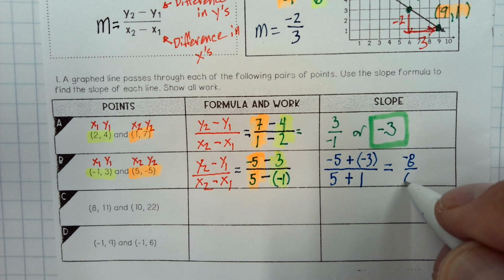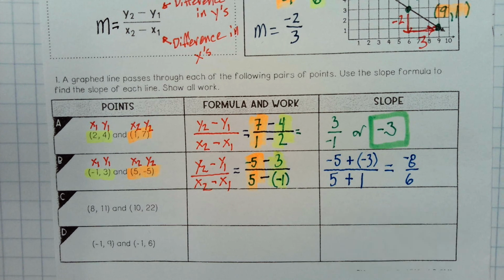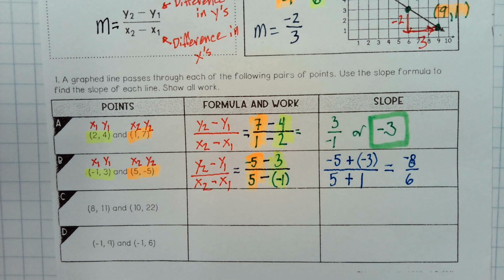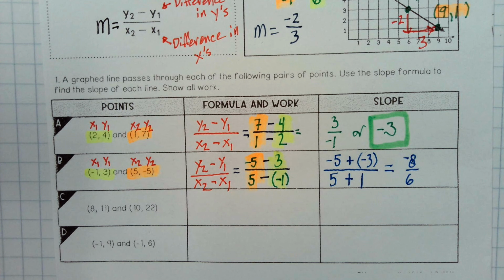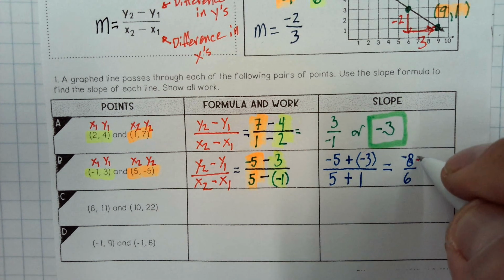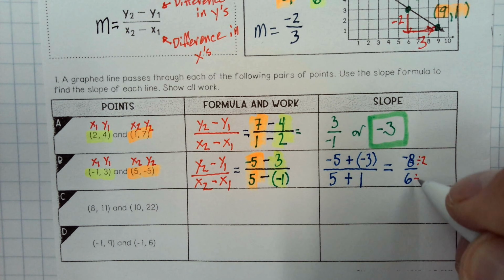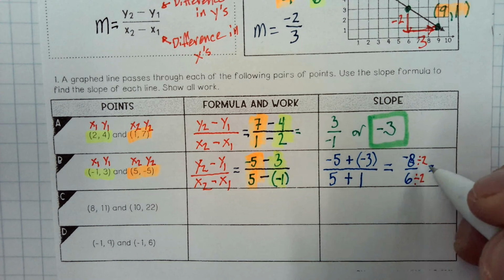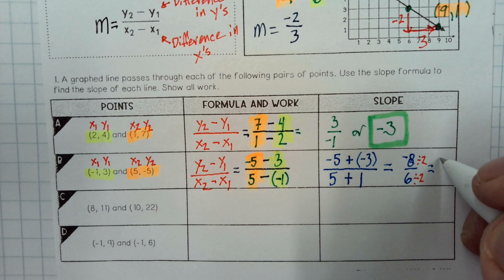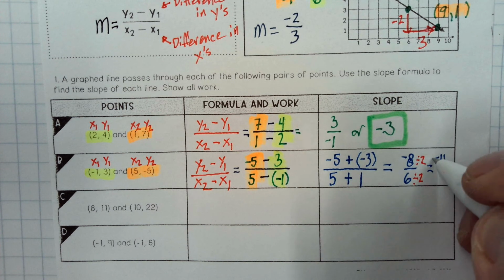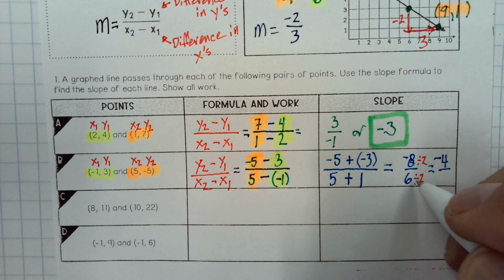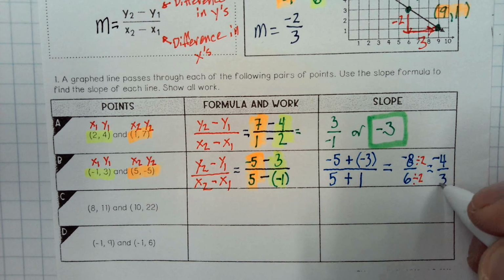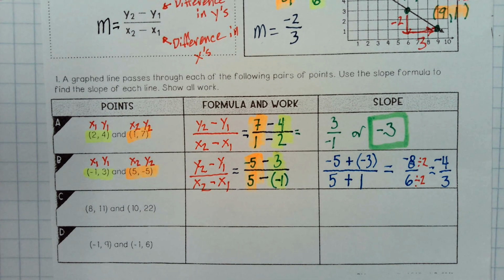5 plus 1 is 6. I get -8/6. Can I reduce that or do I leave it? Yeah, I can divide by 2, obviously. 2 goes into both of those, so let's just see. -8 divided by 2, -4. 6 divided by 2, 3. So that's the slope for this line, -4/3.